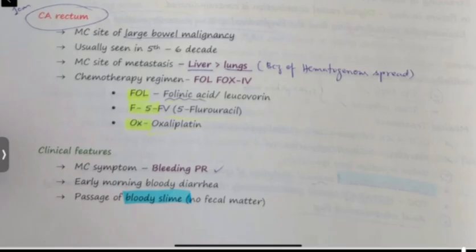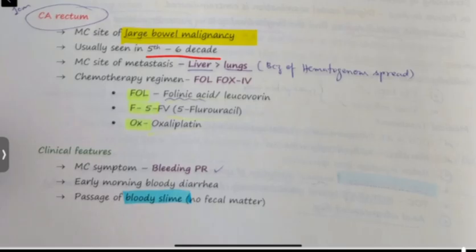This is the most common large bowel malignancy site. The large bowel includes, as we all know, the cecum, ascending colon, transverse colon, descending colon, sigmoid, rectum and anal canal. Among all those, CA rectum is the most common site for cancers, usually seen in the 5th to 6th decade, and the most common site of metastasis is to the liver and then to the lungs.